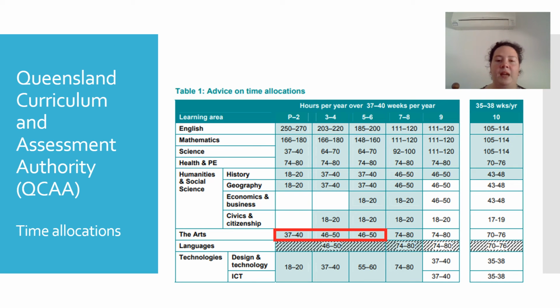The QCAA identifies the time allocations of each subject within the classroom. As you can see from the diagram, the allocation of the arts is minimal, 1 to 1.25 hours per week, which equates to 37 to 50 hours per year for years from foundation to 6. This allocation for students to meet the achievement standards of 5 art forms within this small amount of time does not seem like enough to be able to successfully embed authentic arts, which is why the weakness of blurred lines between authentic art and arts practice.